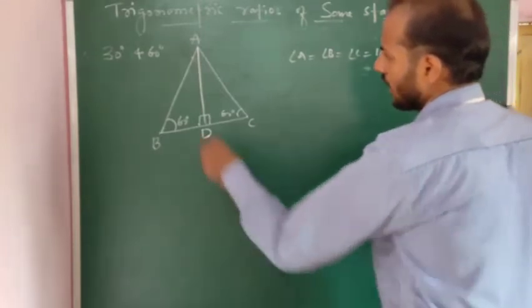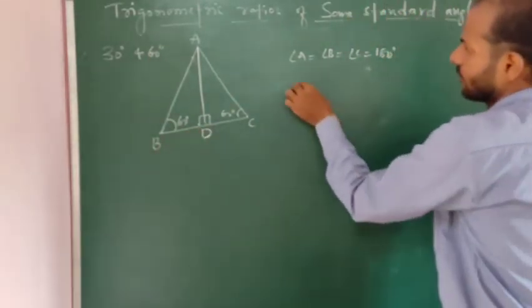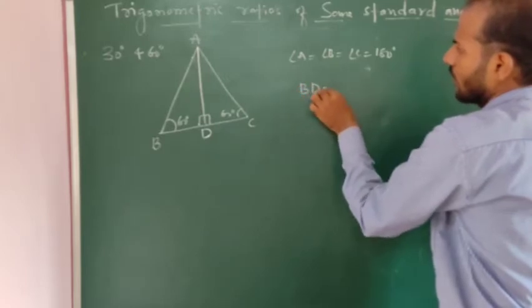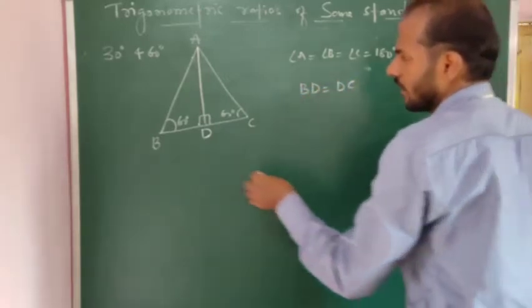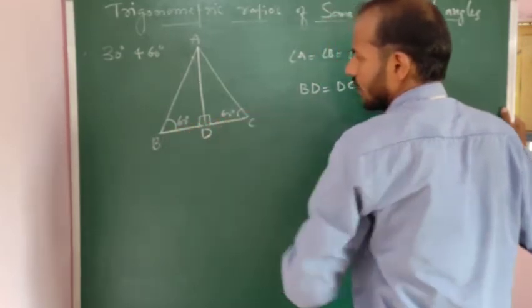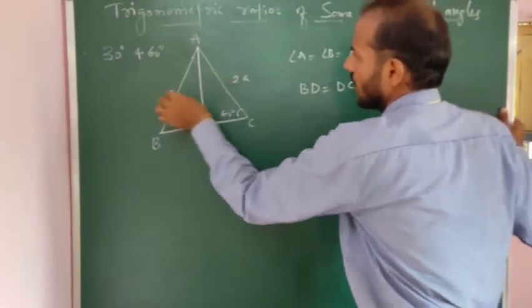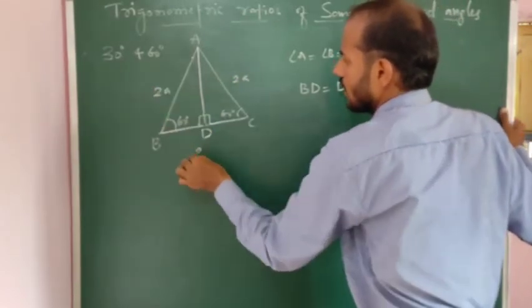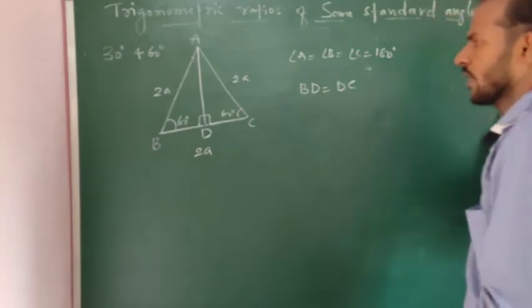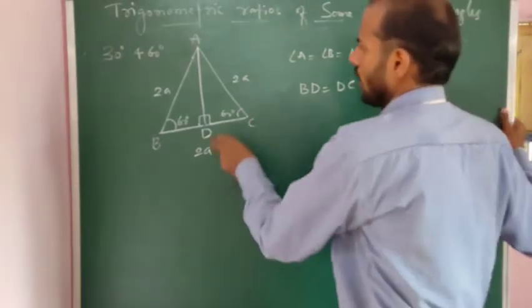Now, BD equals what we get here? BD equals DC. BD equals DC. If it is an equilateral triangle, usually I can take this side as 2A, this side is also 2A. All three sides are equal here. Equilateral triangle means 2A, 2A, 2A.